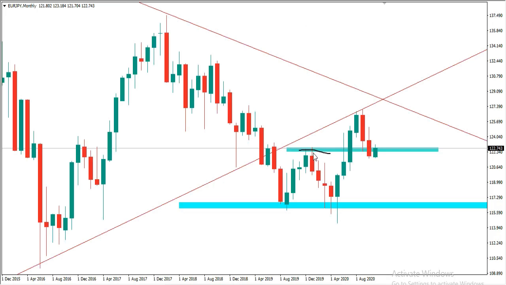resistance, sorry, this area of support. I mean, we had the price give us a close below this area of resistance at this point. So with a close below that resistance, what we could expect will be the next move lower. So that's what we have from the weekly time frame.